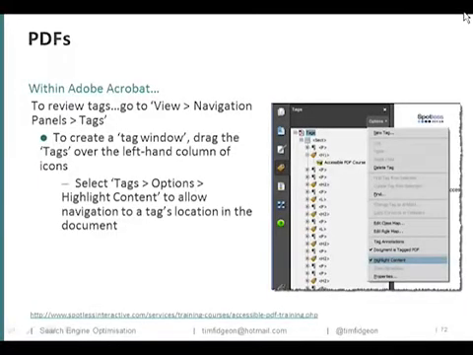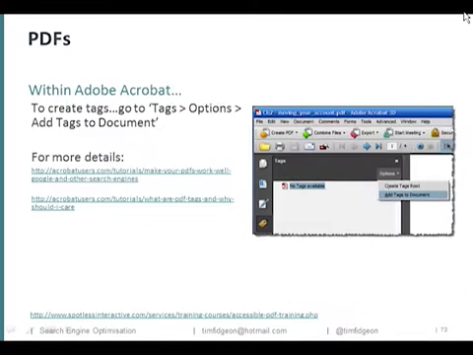Within Adobe Acrobat, to review the tags within a document, you go into View, Navigation Panel, Tags, and then you just drag tags down to the left-hand window, and that will give you a way to navigate through all the tags in the document. And you just double-click on a particular tag, and it will scroll you down to that tag's location in the document. To create new tags within Adobe Acrobat, if you want to do it that way as opposed to in the host Word file, you go to Tags, Options, Add Tags to Document.